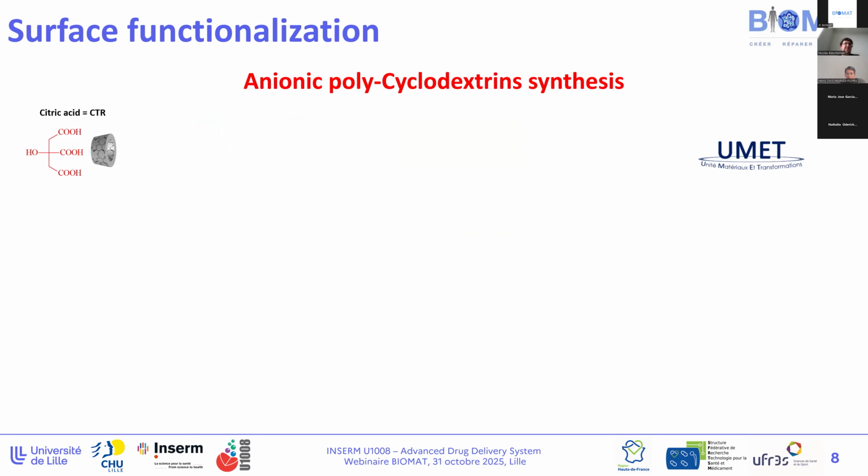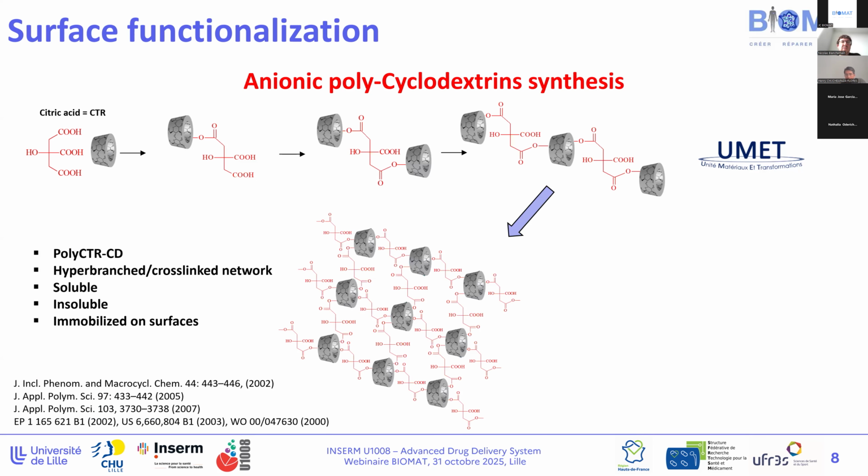In order to modify the medical devices with cyclodextrin, we work with a team in Lille, U1008, and we develop a system to modify the surface of medical devices with cyclodextrin with a reaction of polyesterification. So we use a carboxylic acid, in this case citric acid, and cyclodextrin with many glucose units. You can create a first esterification, and the reaction continues in order to create a polymer of cyclodextrin.